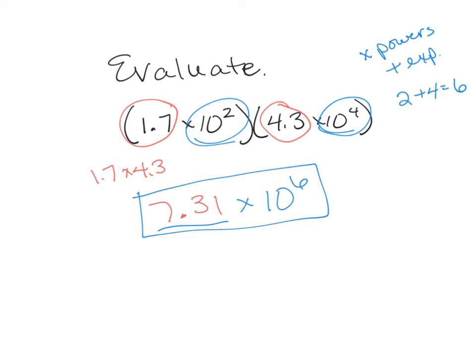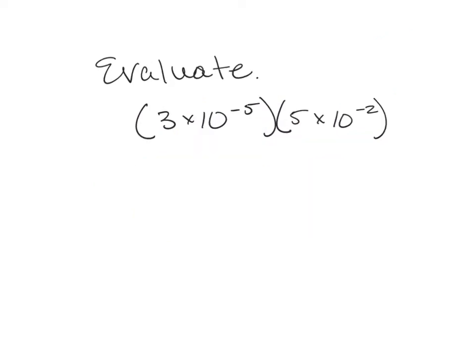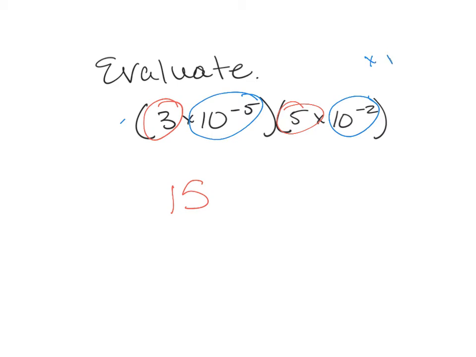Let's get a little bit harder. So we are going to start by multiplying 3 and 5. Excuse me, should be fairly easy. 3 times 5 is 15. Now we're going to do our exponents, even with negative exponents, because we're multiplying powers. We're going to add the exponents. So we're going to do -5 plus a -2, which gives us a -7. So it's times 10 to the power of -7.